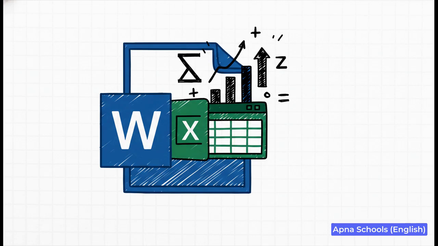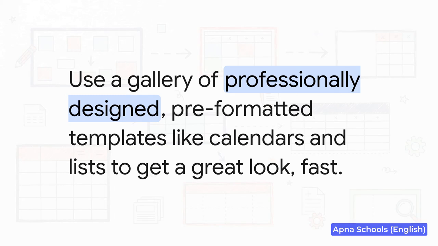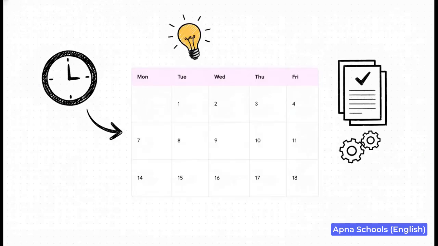It's pretty amazing. And for those times when you need a professional-looking table fast, Quick Tables is your answer. It's a built-in gallery of pre-formatted, professionally designed templates for things like calendars, lists, and more. And here's a perfect example of how powerful this is. Let's say you need a monthly calendar for your report. Instead of building it from scratch, one click inserts the entire structure. All you have to do is fill in your details. It's efficiency at its absolute best.